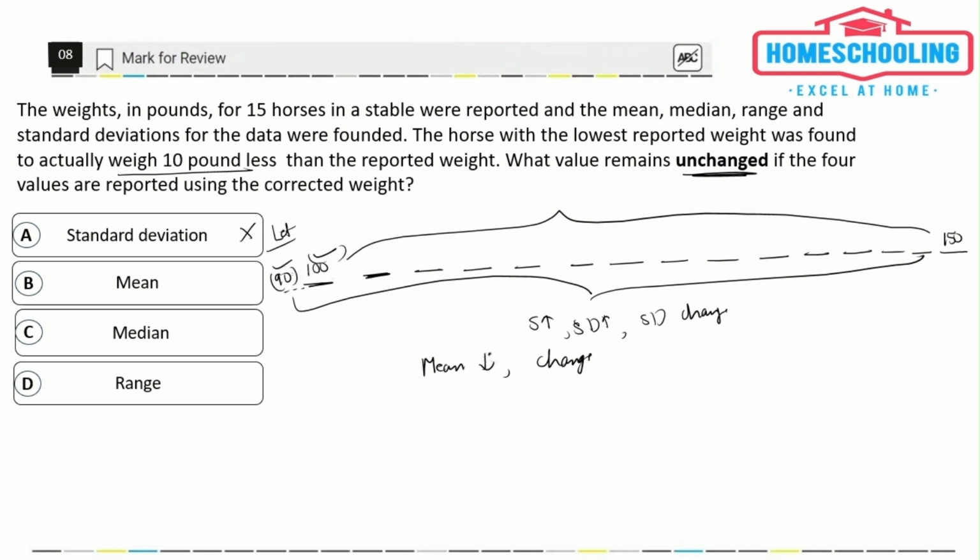So when we find the mean or the average weight of all the 15 horses, then the mean will decrease slightly. Hence, there is a change in mean. Now let's come to the median.